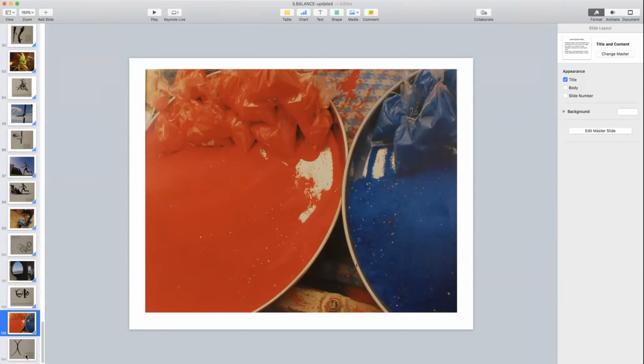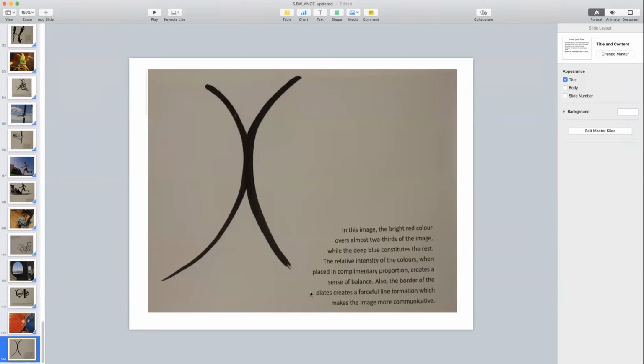So this photograph, you can look at this curve of this vessel and the red versus blue. So this cross kind of a thing, which is elliptical part of the sign. In this image, the bright red color covers almost 2/3 of the image, while the deep blue constitutes the rest. The relative intensity of the color, when placed in a complementary proportion, creates a sense of balance. Also, the border of the plate creates a forceful line formation, which makes the image more communicative.